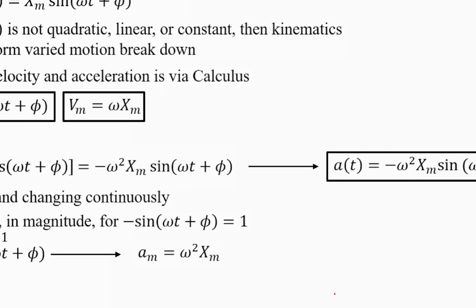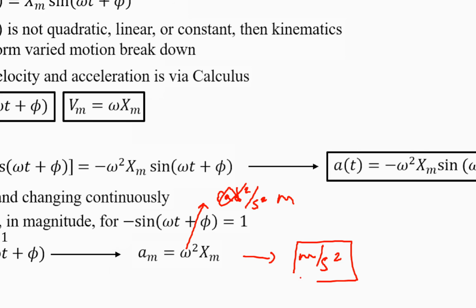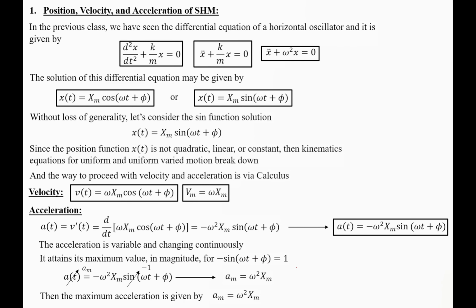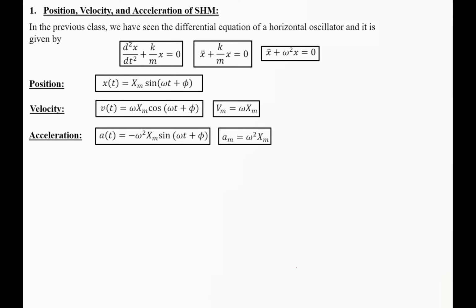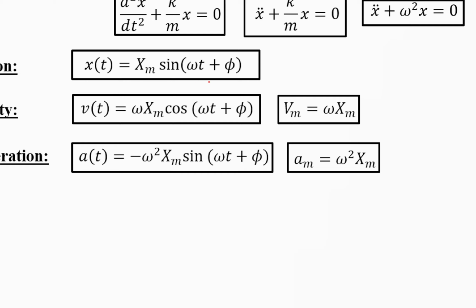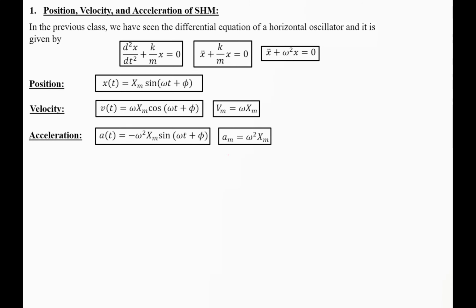If you think about it carefully, the unit of omega square would be radians square per second square. Now radians is not considered a unit, multiplied by meters, which is basically the unit of acceleration, meters per second square. Alright, that's the maximum acceleration. So here the velocity is given by the following function, assuming that x is a sine function. Whether it's sine or cosine, the maximum velocity is given by that. And similarly for the acceleration, whether the position is sine or cosine, the maximum acceleration is given by that.